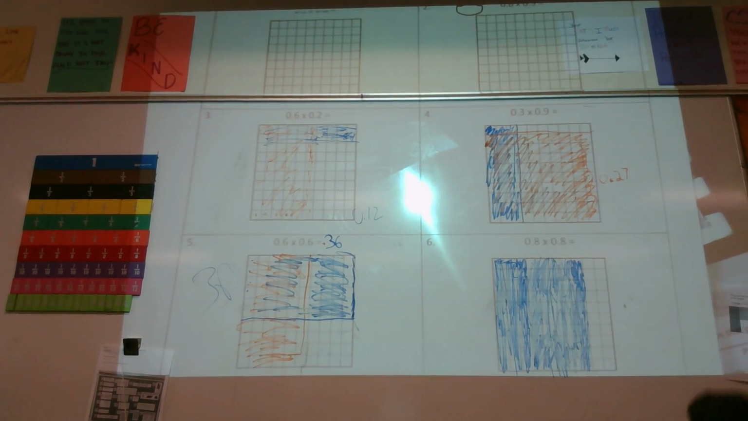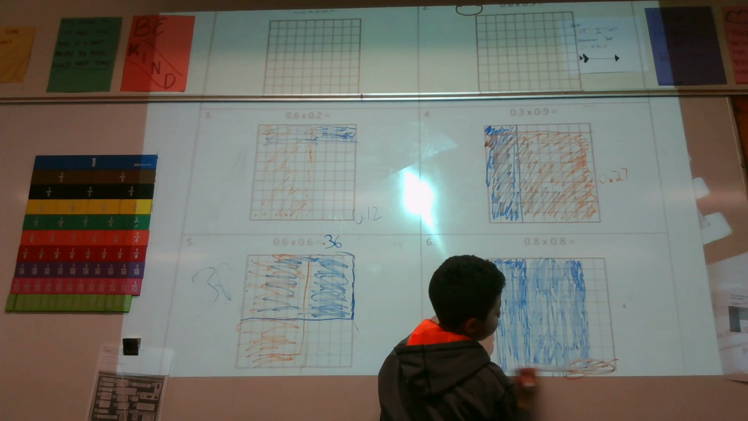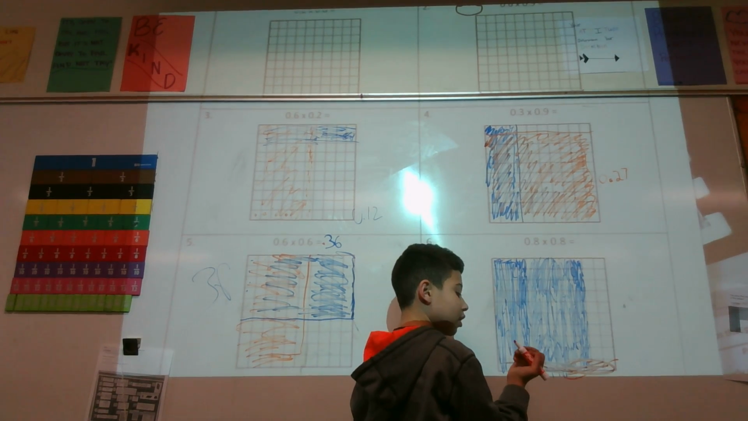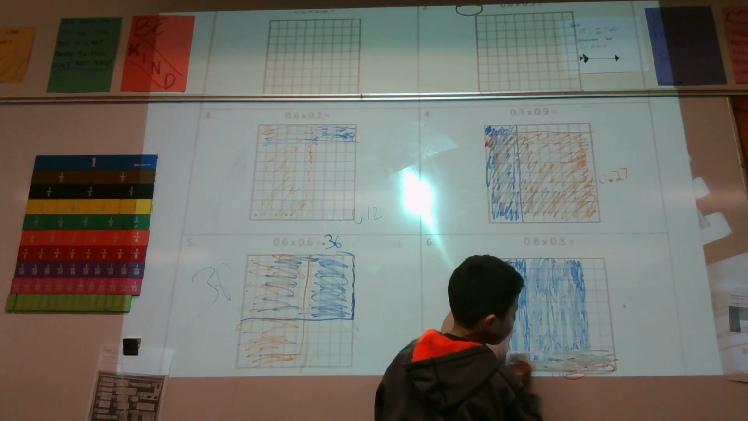So you have eight tenths shaded in vertically. So now you need to shade in eight tenths horizontally. Just do it. It doesn't have to be perfect.